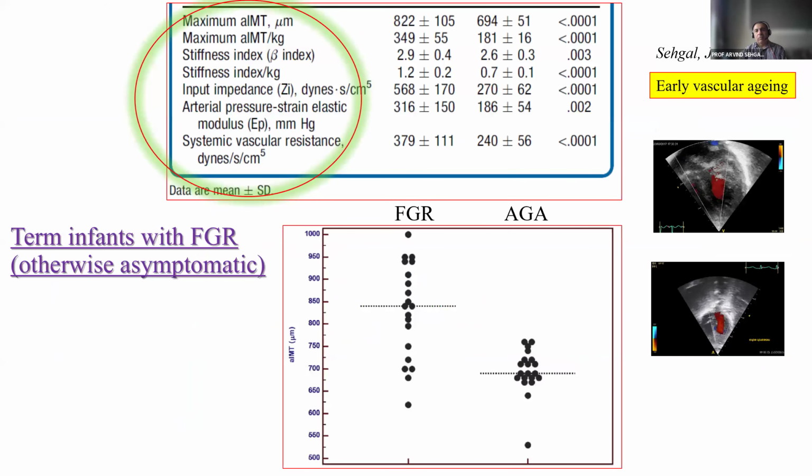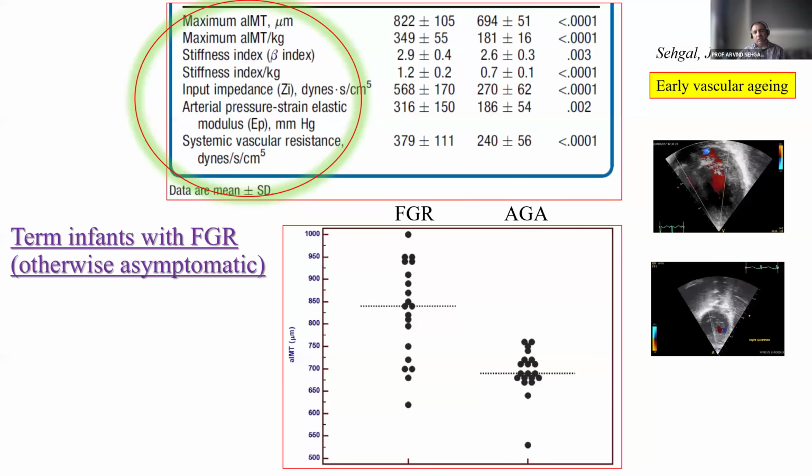This is some of our earliest work in 2013, where we looked at two groups of babies. These are term infants with fetal growth restriction, otherwise asymptomatic. If they are born by normal delivery, they go home with the mother on the second or third day. If they're born by C-section, maybe a couple of extra days, but asymptomatic.